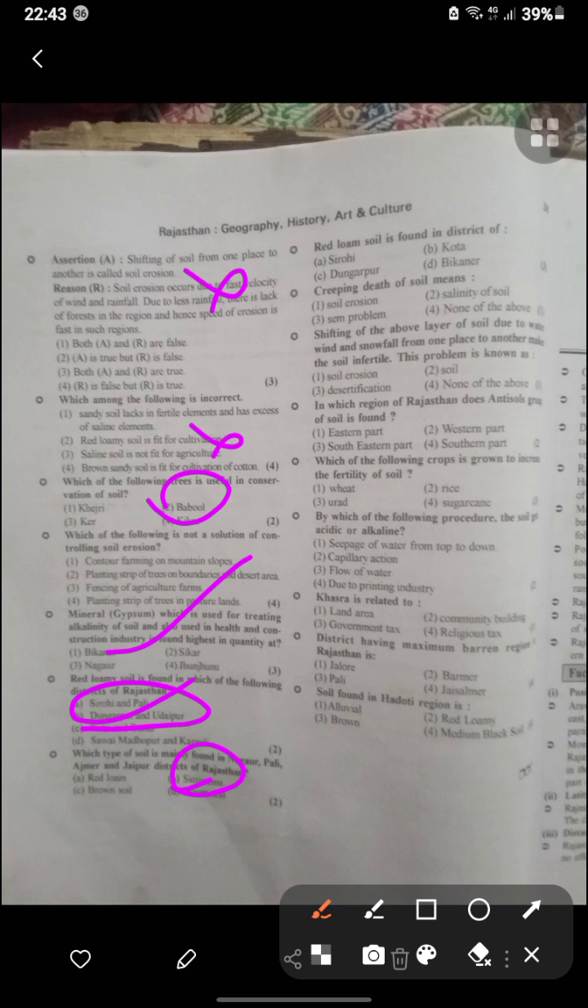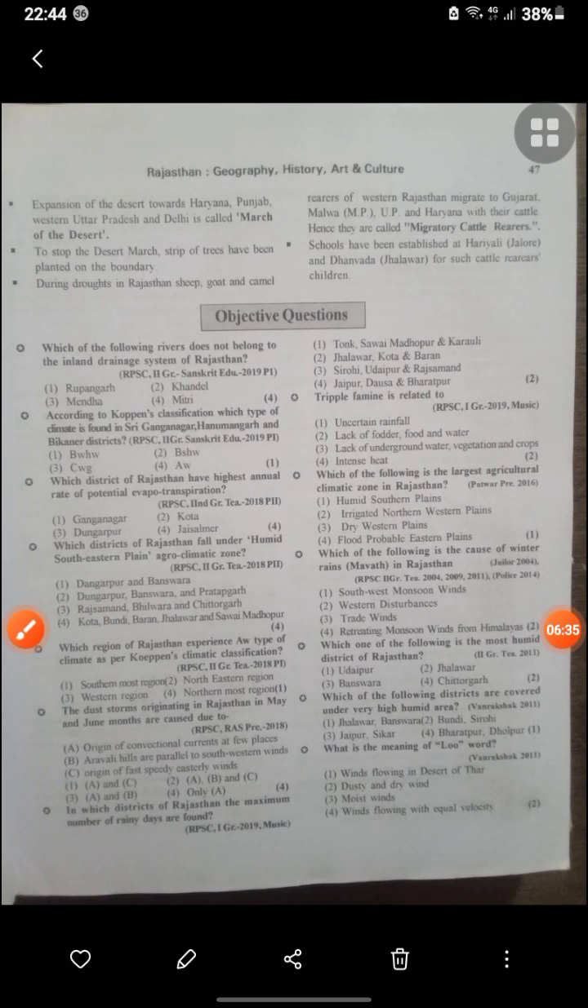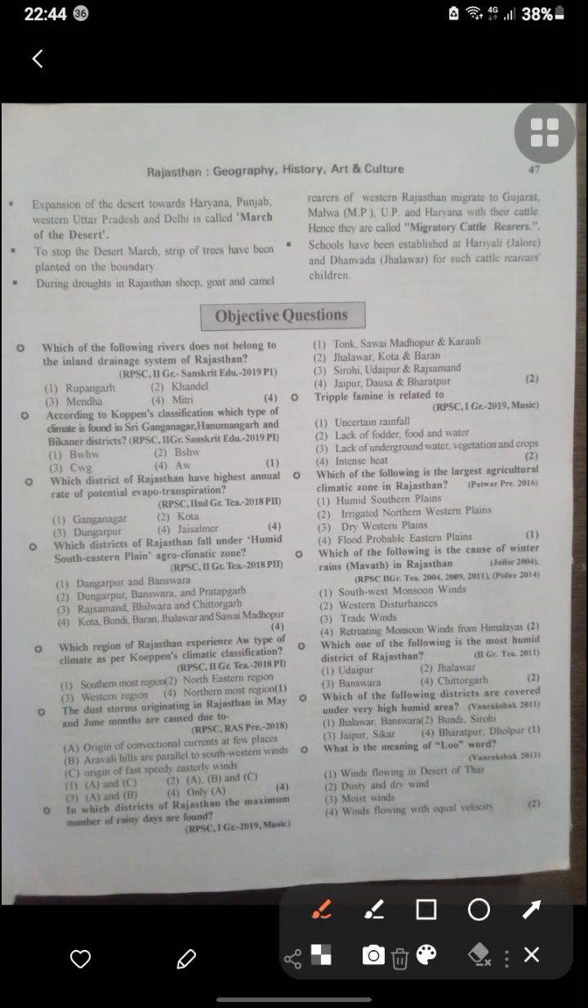The soil found in the Hadoti region is black soil. Okay, now which of the following rivers does not belong to inland drainage? Mitri river is not related to it. The rest, Khandel, Medha and Rupangarh, are related to it. According to the Köppen classification, Ganganagar, Hanumangarh and Bikaner are BWhw.